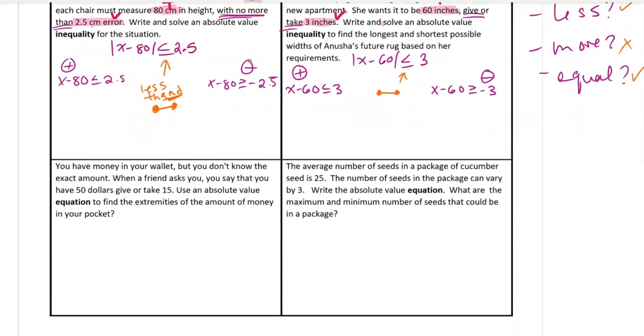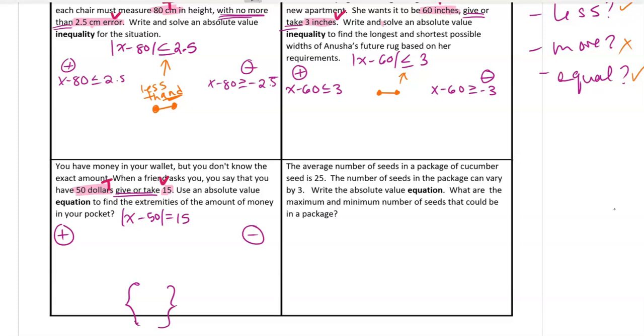All right, these two are equations here. So you have money in your wallet, but you don't know the exact amount. When a friend asks you, you say that you have $50, give or take 15. Our target is the 50, and our varies is the 15. It says give or take 15. So again, we're writing an equation. So x minus our target equals the varies. Solve for two equations and write your answer in a set.